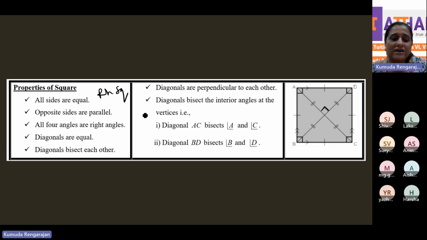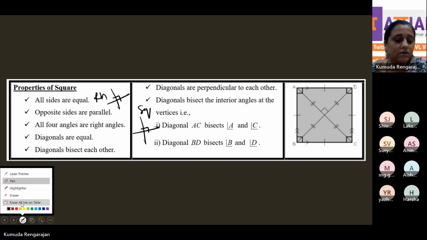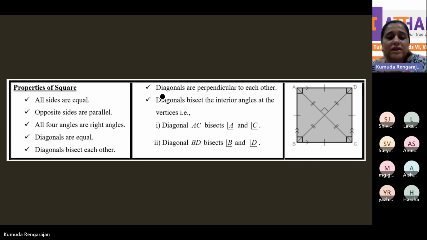So in a rhombus, diagonals meet at right angles. In a square also, the diagonals meet at right angles. So that's what it means for the diagonals to be perpendicular to each other.